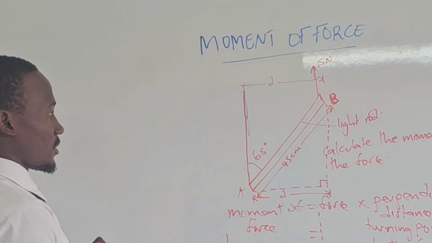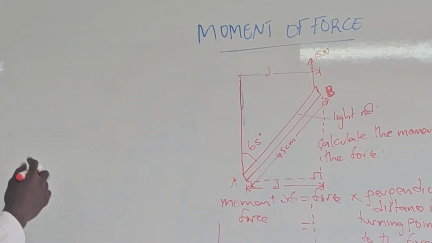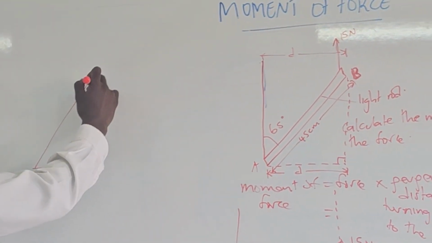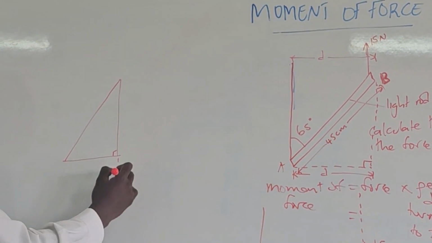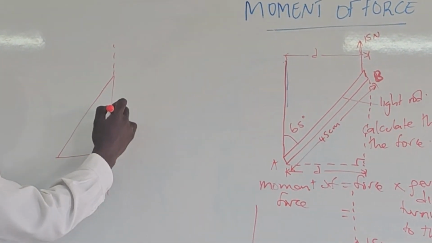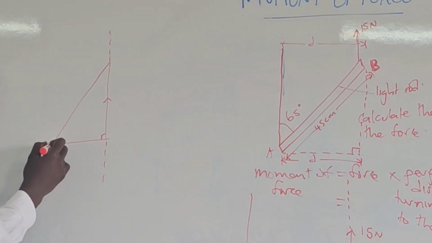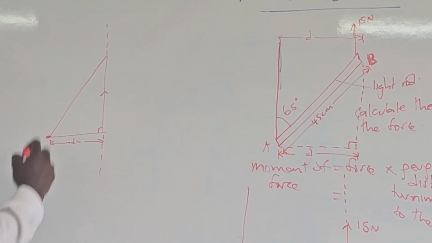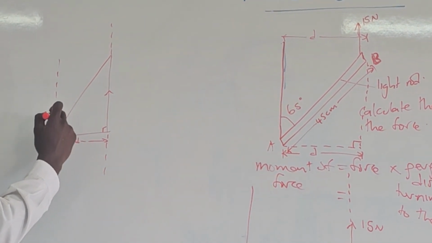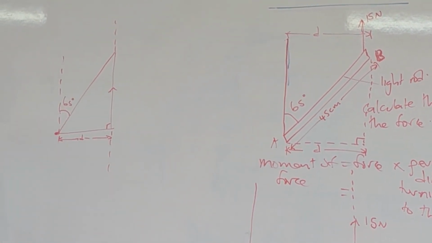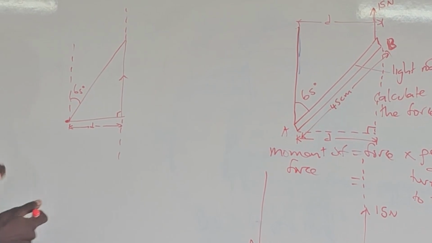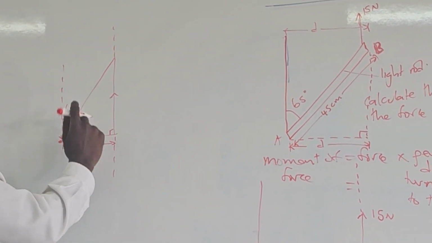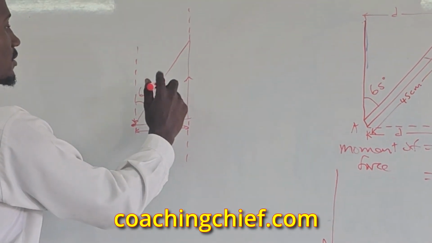So if we complete a triangle, this is the situation we are having. This is the line of action of the force. This is the turning point. So this is the perpendicular distance we need. We have this angle here as 65 degrees. And then we have this hypotenuse as 45 centimeters.